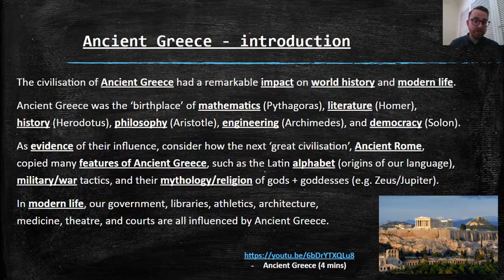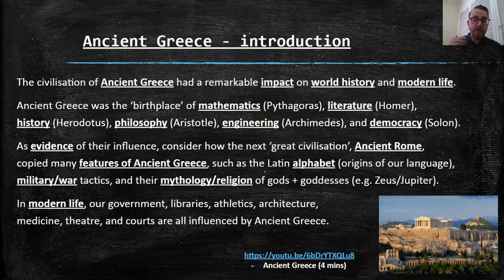Basically, ancient Greece was the first great ancient civilization, and a lot of ancient history after ancient Greece copies ancient Greece. The next great civilization, ancient Rome, copied many features of ancient Greece. So if you look at the Latin alphabet they use in Rome, that's very similar to what occurred in ancient Greece, and it's very similar to our language. Military, war, and tactics. Rome became a huge empire, one of the greatest empires in world history, using tactics, war strategies and weapons that they copied out of ancient Greece.